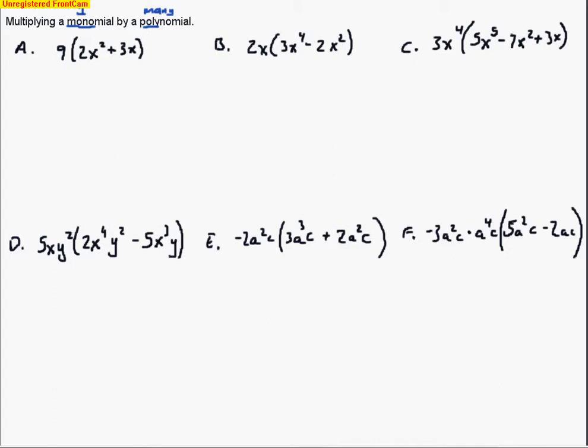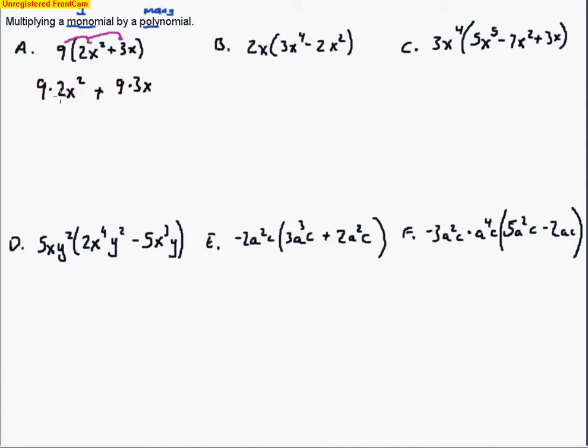So what we'll end up using is another property. Remember, last time we used the commutative property exclusively. Well, here we're going to end up using the commutative property, but before we do that, we're going to use the distributive property. So we're going to take this 9 here and multiply it over this addition. So here's what it will look like. We'll take that 9 and we're going to multiply it by 2x squared. So we did 9 times 2x squared. Then we're going to take that same 9 and we're going to multiply it by the 3x.